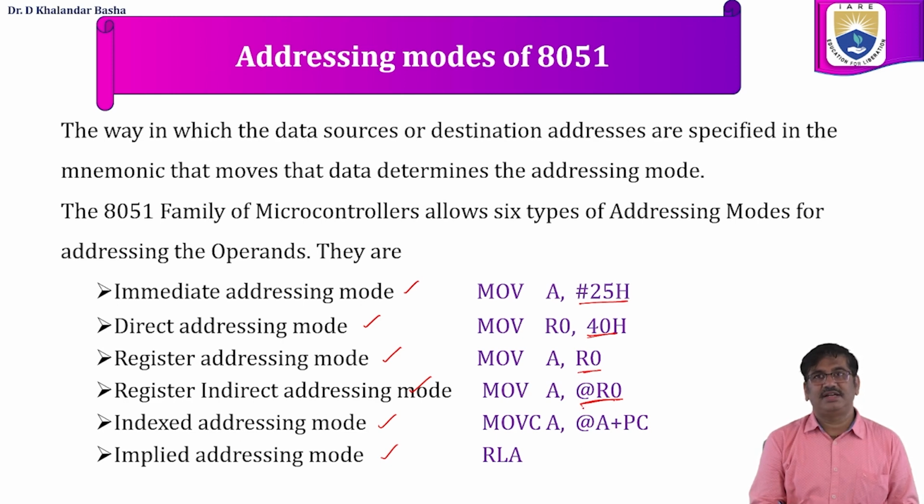Index addressing mode. So this index addressing mode is mainly used for getting the code from the code memory, where the address will be loaded with the program counter with the offset value in the accumulator. The addition of accumulator contents with the PC will be the target location, and that content will be loaded into the accumulator. This is for reading the instructions. Next, implied addressing mode. So if you observe RLA, here we have not explicitly specified the operands. So by default, the implicit operand is accumulator.